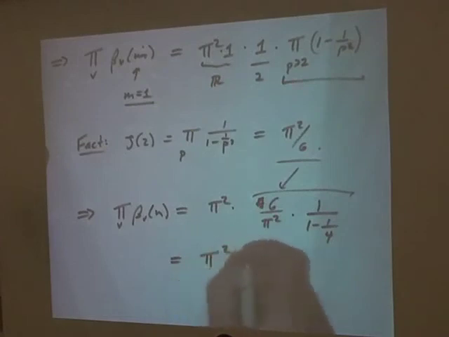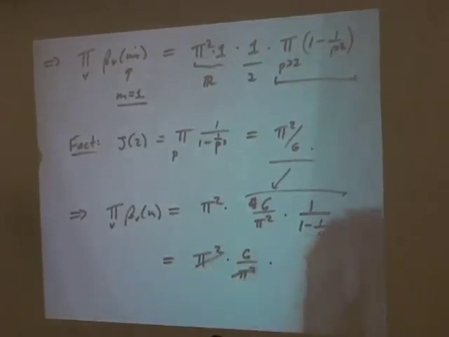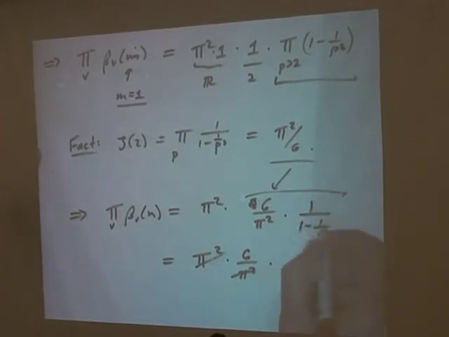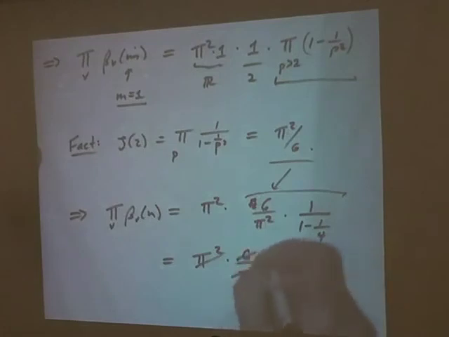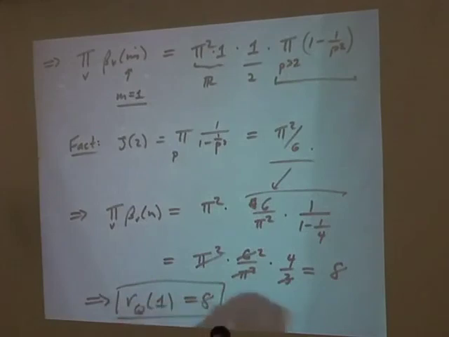So this is pi squared times 6 over pi squared. Those cancel. Times what is this? This is 1 over 3/4, which is 4/3, which is equal to 8. So what we've proved here is the number of ways of representing 1 as a sum of 4 squares is equal to 8. Which is actually a very cool way of proving this. Okay? But not the fastest way.